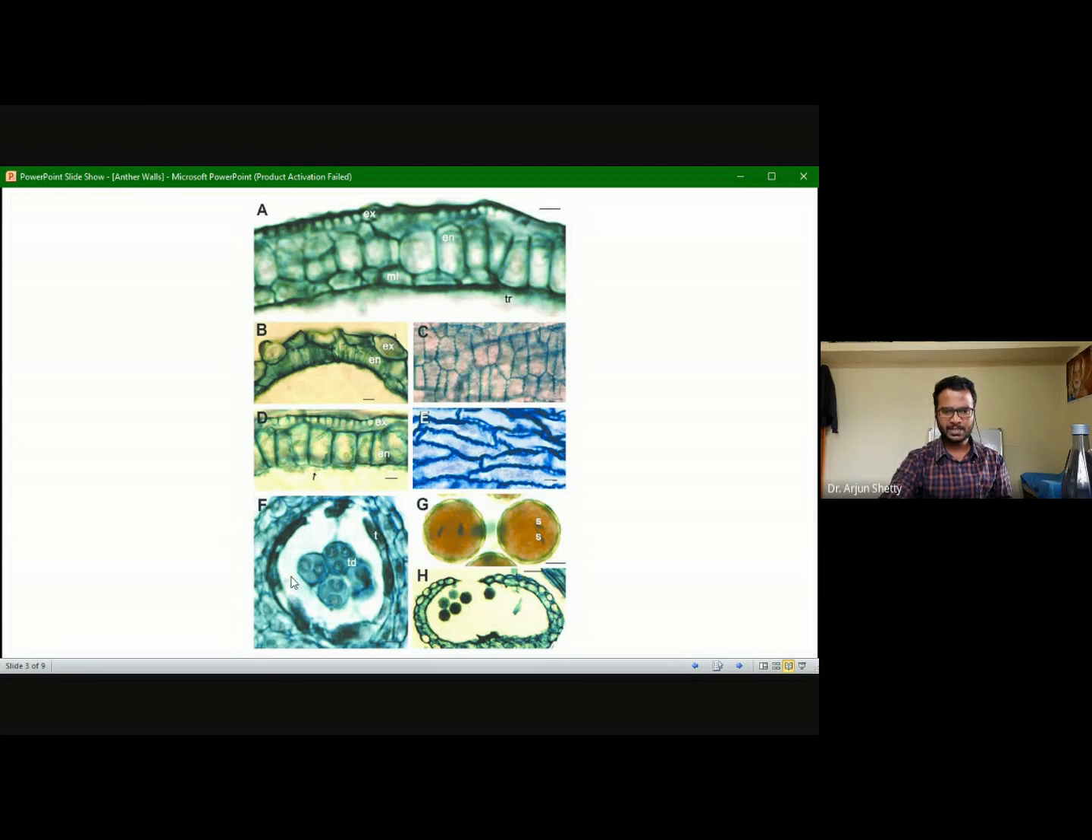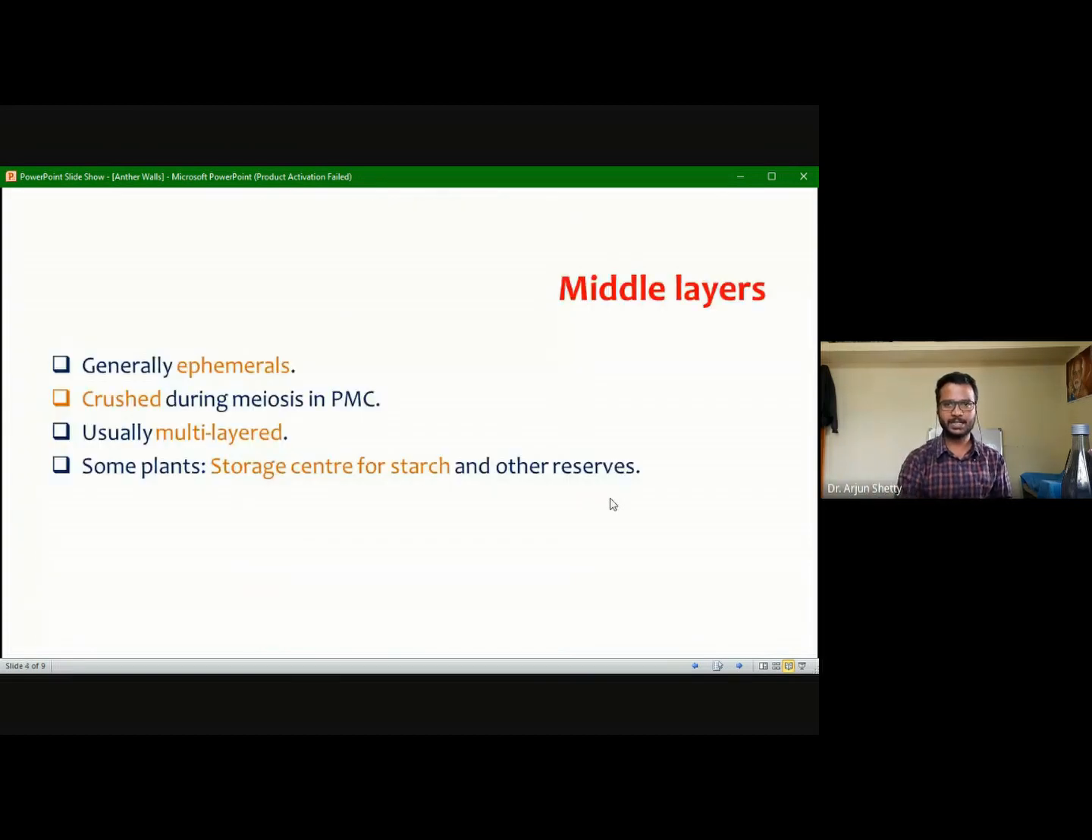And this one is the tetrad condition, the pollen tetrad. The tetrad has to be broken down so that it becomes the haploid pollen. The complete explanation of pollen development we'll discuss in my next class. So this is with regard to the first and topmost anther wall layer.